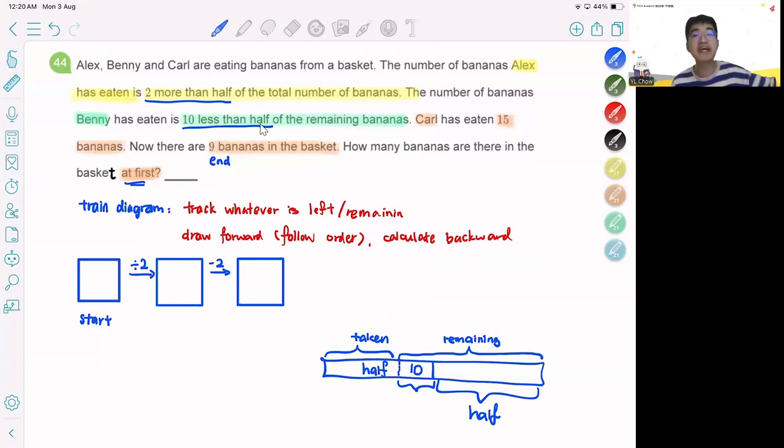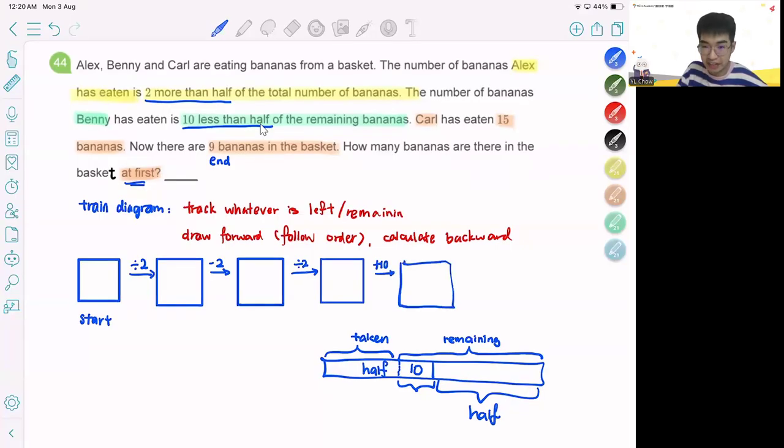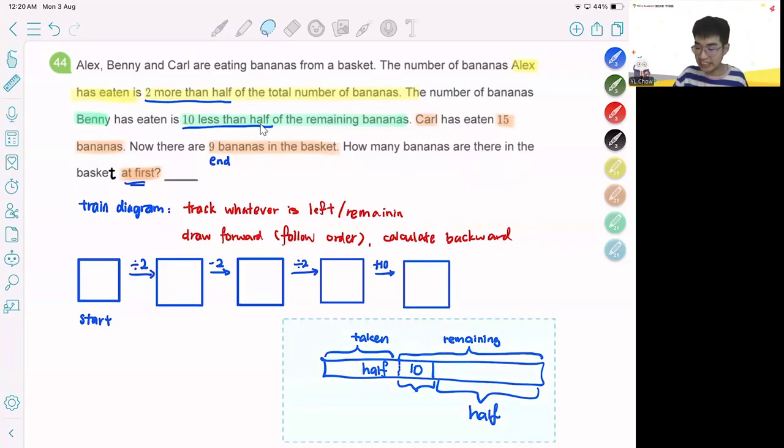So when I say take away 10 less than half, you first have half left. Then you take away half, so that's half left. But he actually takes 10 less. It's as if he puts 10 back into the remaining. And that is the part that Benny has eaten.